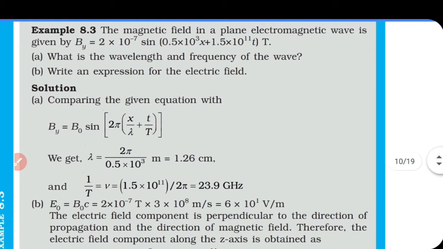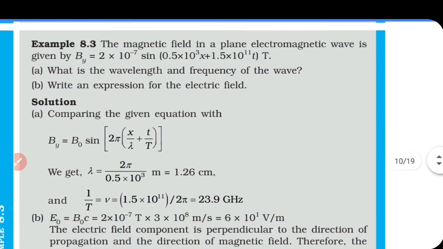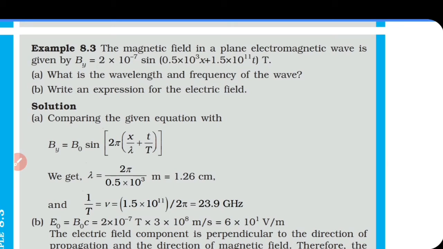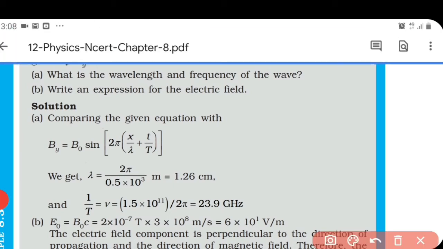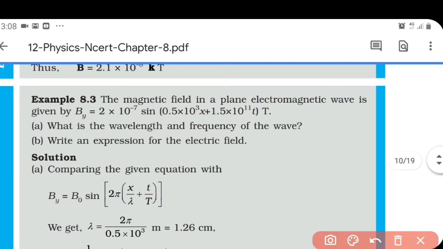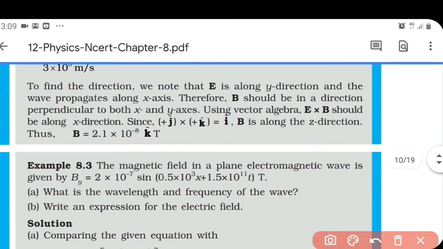Now, the second question is to write an expression for electric field. So, when we write the expression for electric field, in that equation the time dependent term, that means the sine term, remains the same. Actually, the unit is not the same, the unit is different. So, this sine term will be the same. The only difference is that you have to replace the amplitude with E0. So, in this equation you have to find E0.